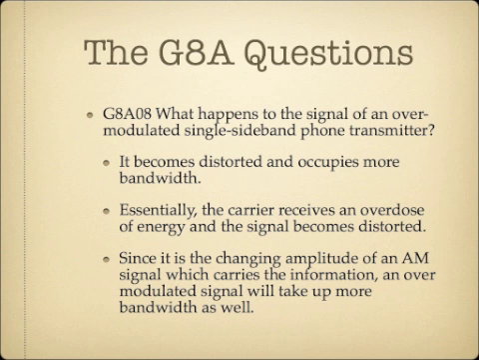However, for this question, essentially what happens is the carrier receives an overdose of energy and the signal becomes overmodulated from this overdose and therefore distorted. And one of the effects of single sideband is that it's an AM signal, and since it's an amplitude modulated signal, an overdose and overmodulation will also take up a lot more bandwidth. So if a signal is overmodulated in a single sideband phone transmitter, it'll become distorted and it will occupy more bandwidth.